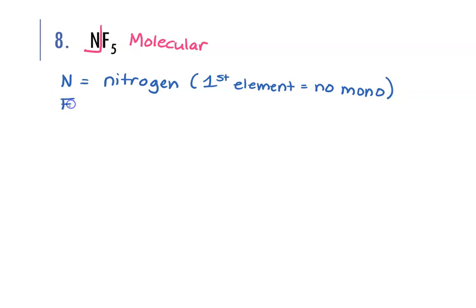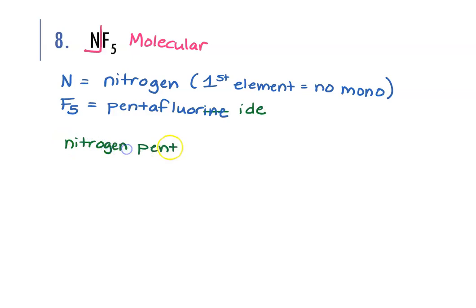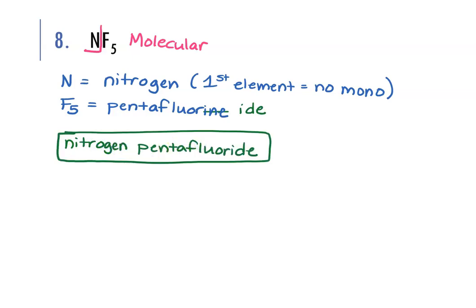The second part of this is F5. The prefix for 5 is penta, and my element here is fluorine. So because it's molecular, I have to change the ending of the second element to IDE. So this is going to be pentafluoride. So the name of this is nitrogen pentafluoride. All right, let's keep going.